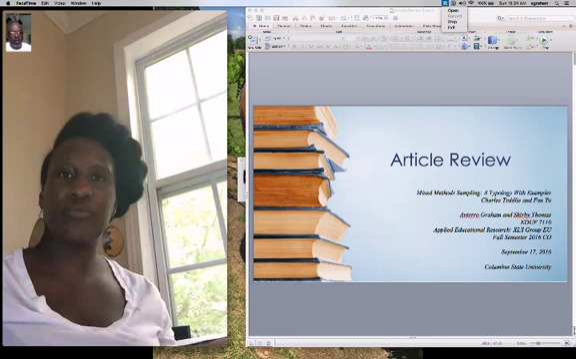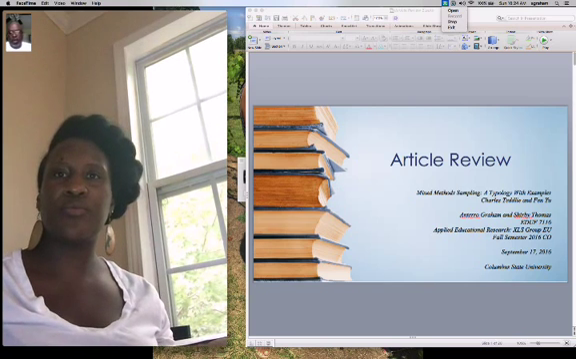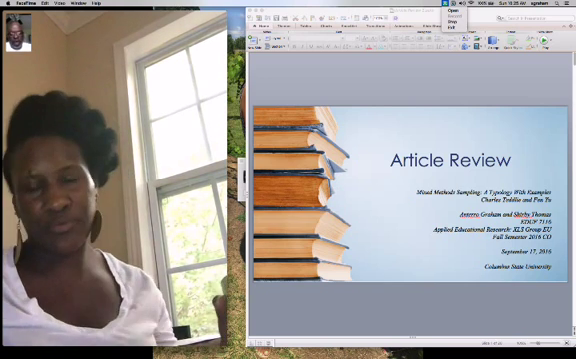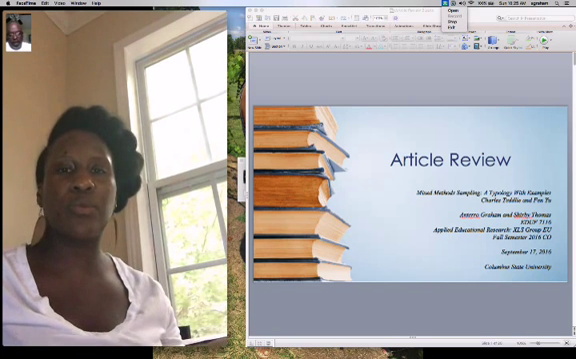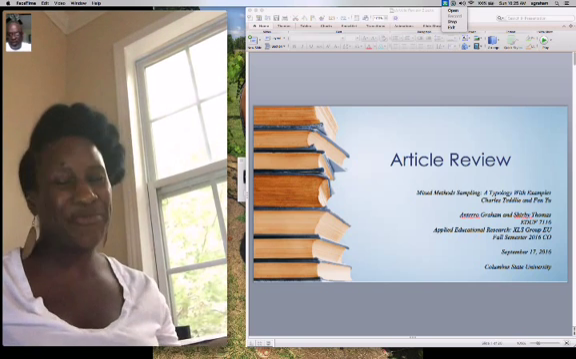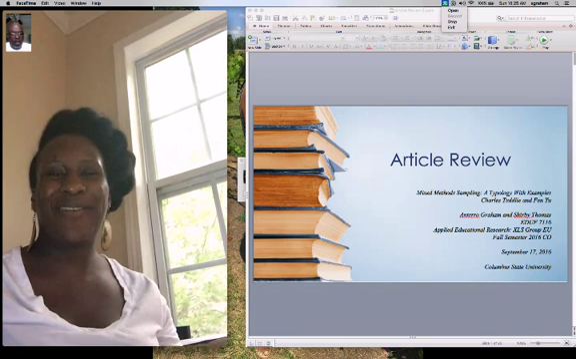We're going to do an article review on mixed method sampling, a typology with examples from Charles Teddlie and Fen Yu. One of the things as Sherby and I were going through this article, it was challenging, I would say, for us to go through. Again, to see the complex different types of sampling methods that are being used.